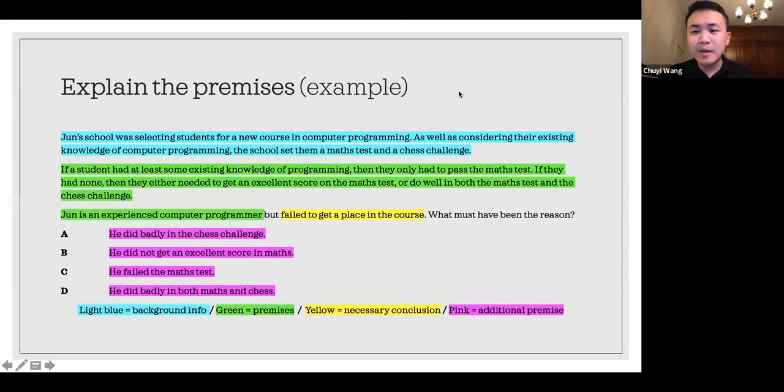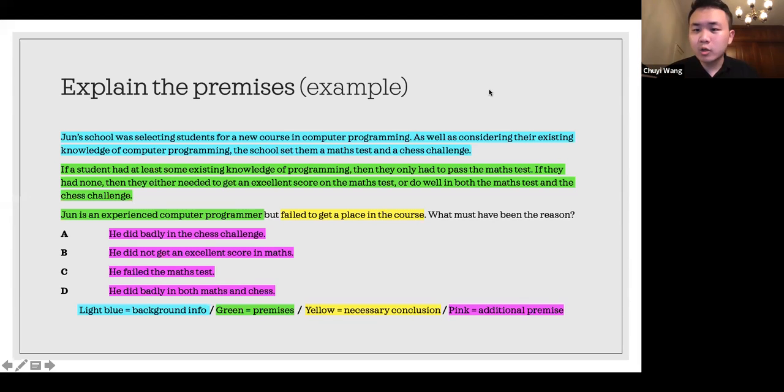Now we're missing a piece of information here because we don't know why he failed to get a place in the course. It seems like he's an experienced computer programmer. So let's step through the answers and think about whether or not that piece of additional information makes the conclusion, which is he failed to get in, necessarily true.